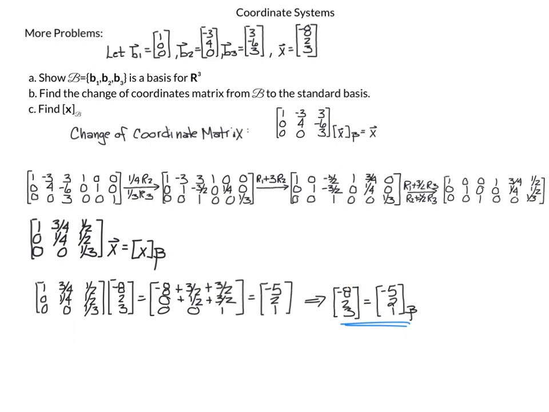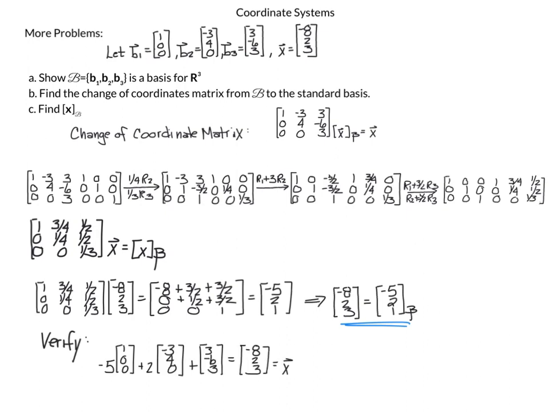So in other words, my negative 8, 2, 3 vector is equal to the negative 5, 2, 1 with respect to this basis here. And I can verify that by taking my negative 5, 2, 1 and multiplying by my basis vectors. And what I should get is x. So I have my negative 5 times b1, which is 1, 0, 0, my 2 times b2, which is negative 3, 4, 0, and my 1 times b3, which is 3, negative 6, 3. And if you multiply them out and add together, you will indeed get your x, negative 8, 2, 3.